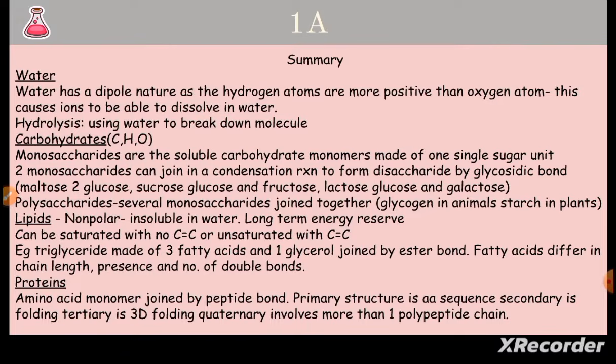Maltose is a disaccharide that's composed of two glucose. Sucrose is composed of a glucose monosaccharide and a fructose. Lactose is composed of glucose and galactose. And polysaccharides are several monosaccharides joined together by glycosidic bonds. For example, glycogen in animals as an energy store and starch in plants.